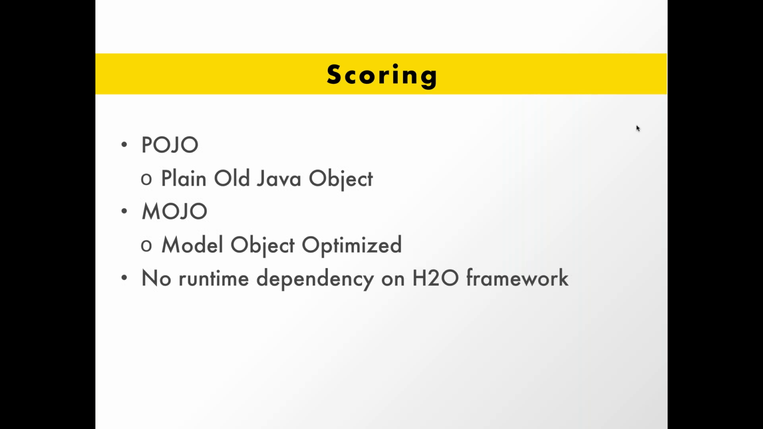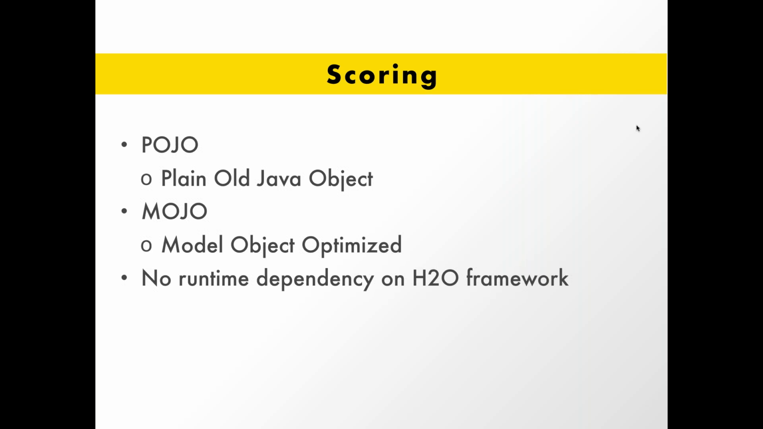For example, if you have a really big model, it can exceed the size of a single Java file, which is not good. So we implemented Mojo, which is more efficient for tree algorithms, which store the data in tree structures. And we can again do the same and do the predictions without the H2O runtime.